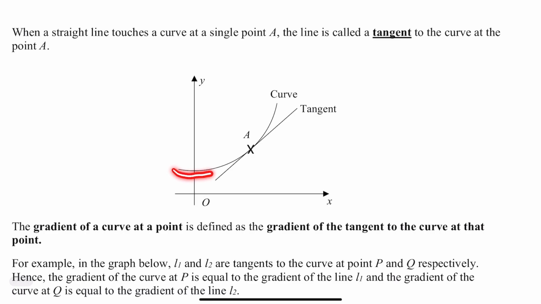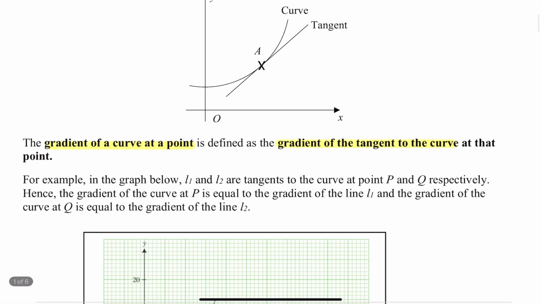Let's say this curve has many different gradients. You see that the curve is becoming steeper and steeper as I move along this curve in this direction. Therefore, when I draw a tangent at point A, the gradient of the tangent to the curve is the gradient of the curve at that point. Okay, so let's look at some more examples.